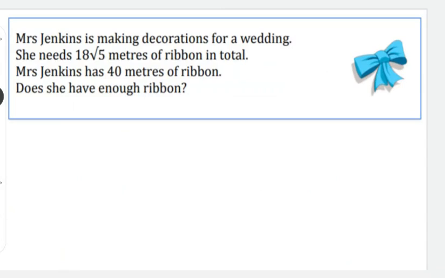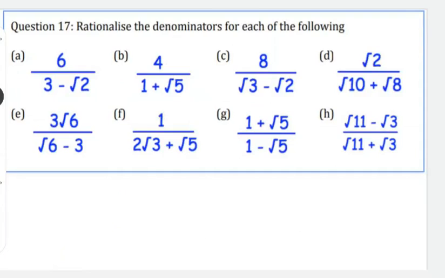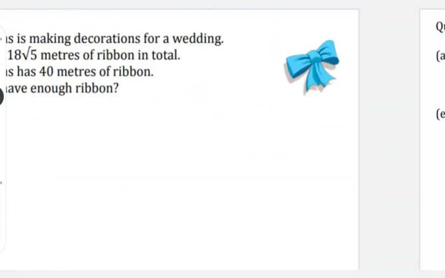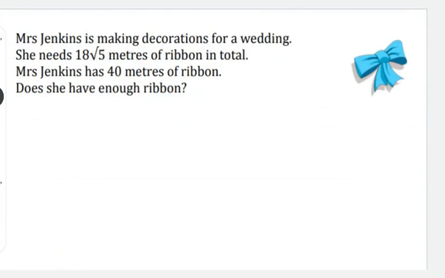And in terms of rationalizing the denominator, I think these are some good questions to answer just to keep the practice up. We've got the rationalizing and we've got this ribbon question as well. But now overall, how do you feel? I understand them more.